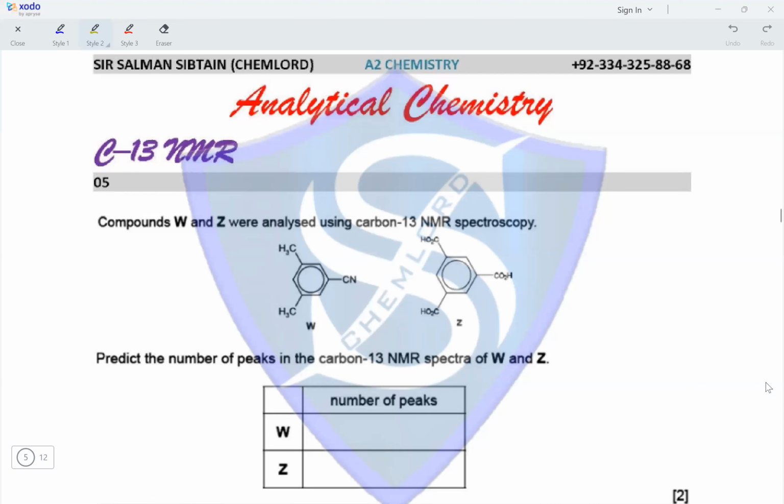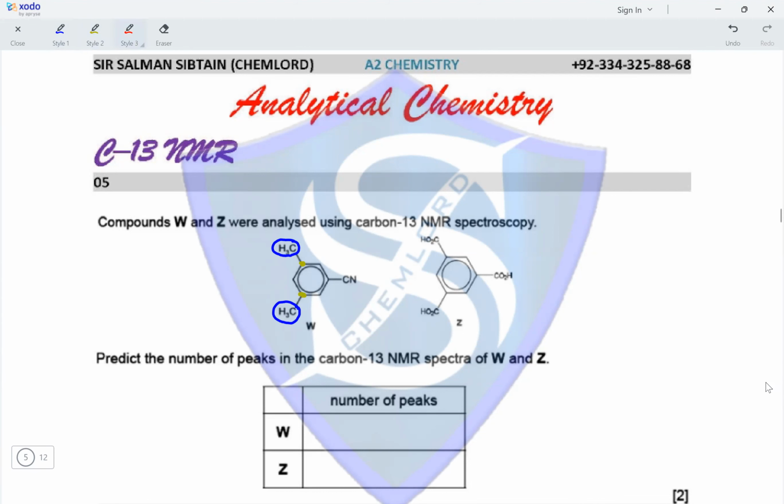Question 5. Compound W and Z were analyzed using carbon 13 NMR spectroscopy. Predict the number of peaks in the carbon 13 NMR spectrum of W and Z. So looking at W, we have got in total the number of environments. One would be common for both CH3. This is one environment. Then another environment for the two carbon atoms to which the CH3 group is attached.